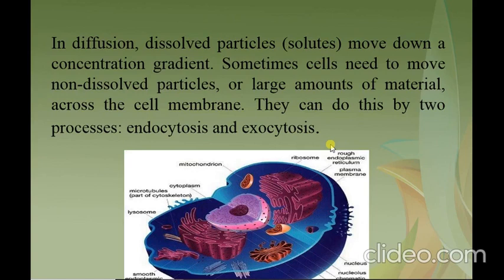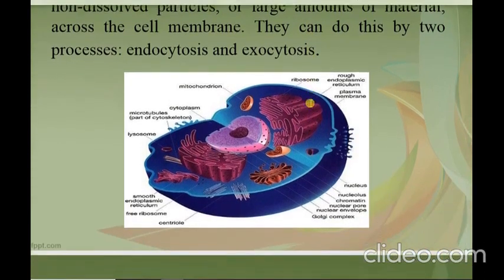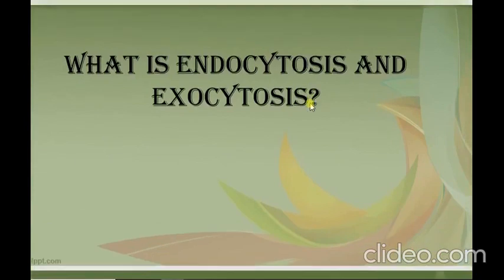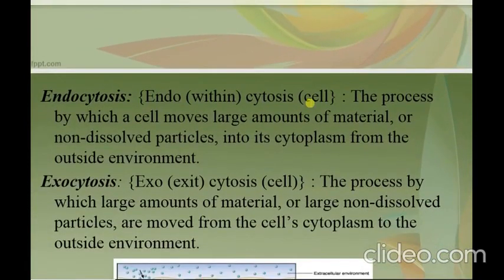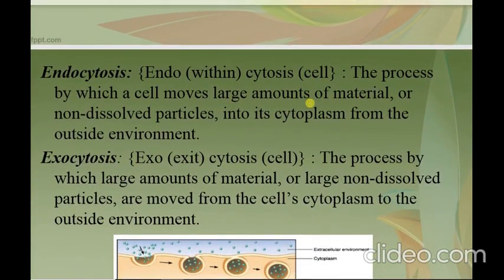Now we will discuss the various mechanisms by which the drug is taken up by the cells. In diffusion, dissolved particles move down a concentration gradient. Sometimes cells need to move non-dissolved particles or large amounts of material across the cell membrane, and this can be done by two processes, endocytosis and exocytosis. First of all, what is endocytosis? We'll discuss that. Endo means within.